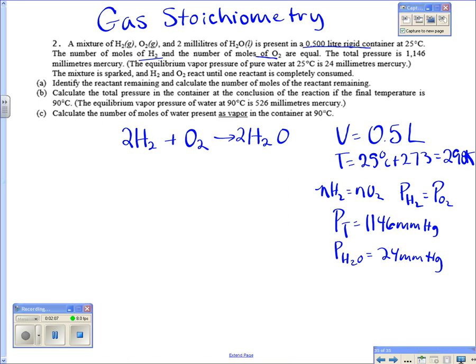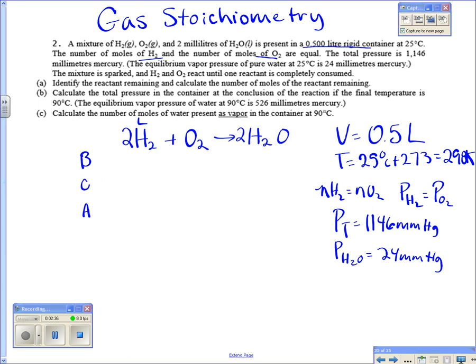Now let's look at A, and it says identify the reactant remaining. So right there, it's a BCA. I know that I need the before, the change, and the after. It tells me my moles of H2 and my moles of O2 are the same. So I know that H2 is going to be my limiting reactant, because it can't be the same; it has to be twice as much. But I don't know my moles.